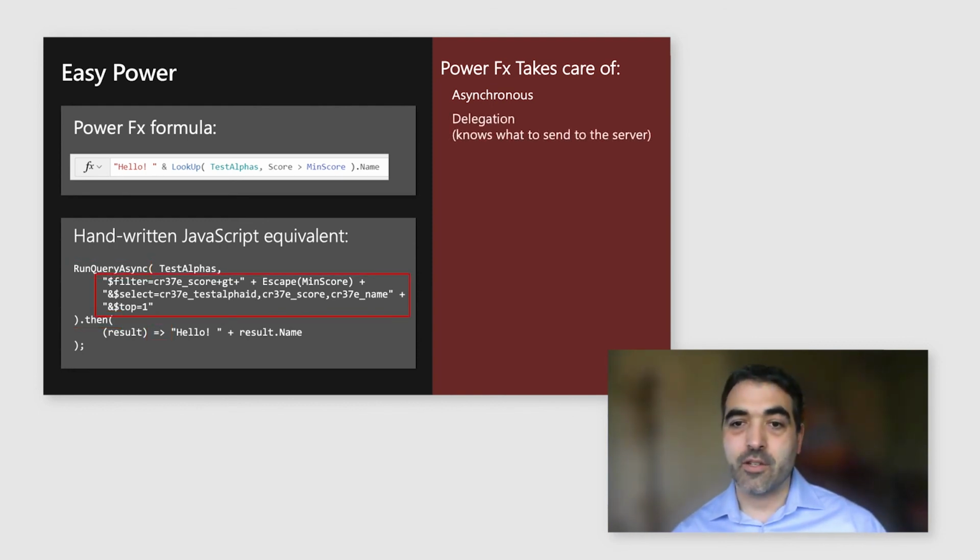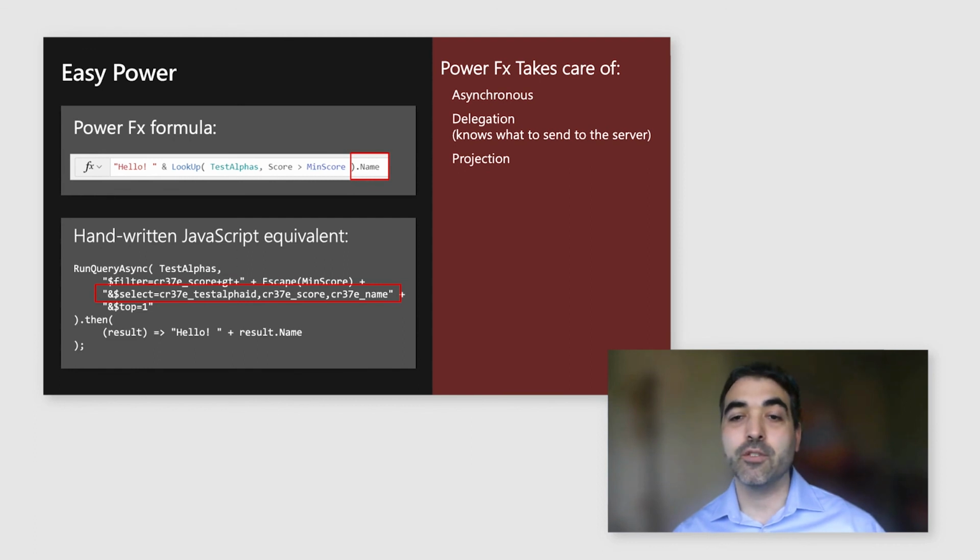For delegation, in JavaScript, you would have to explicitly write out the OData query, whereas with Power Fx, we can analyze the expression right there and realize that part of it, in this case, this predicate, score is greater than min score, could actually be run on the server. And we can hoist that expression and produce the OData query for you. A third thing is projection.